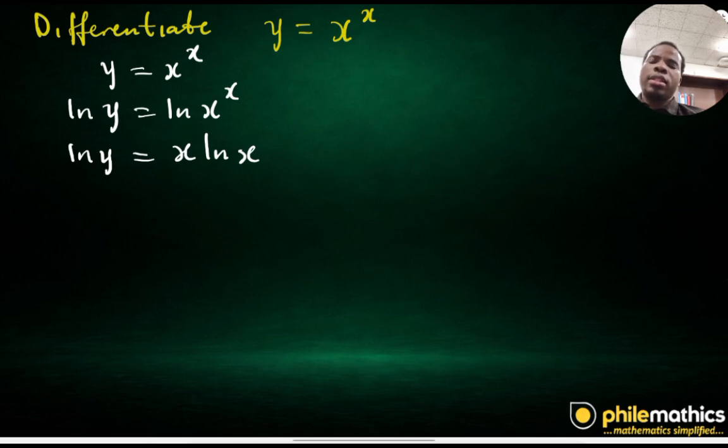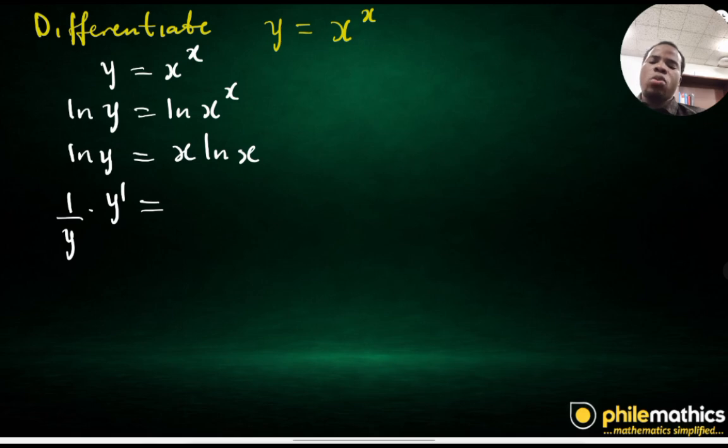To differentiate this, remember, if you differentiate the logarithm of y, it is a function of a function. So you differentiate the outside function, which is log y. You have 1 over y times the derivative of the inner function, which is y, which is now y prime.